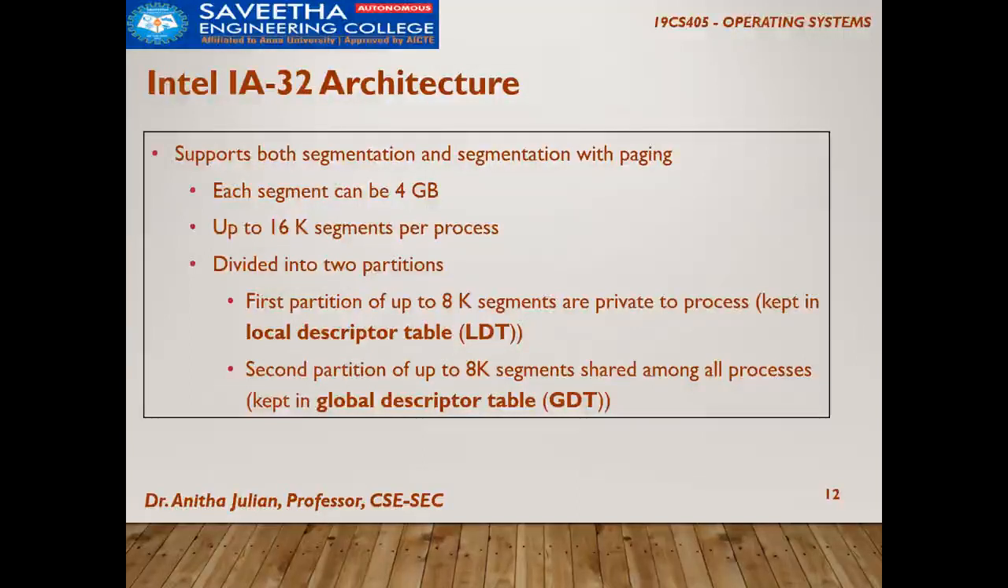It is divided into two partitions. Basically the segmentation or the segmented paging is divided into two partitions. The first partition has 8K segments that are private to a process, which means to say a process can individually have 8K segments, and the second partition is up to 8K segments shared among all processes. So we also saw the concept of sharing pages. So we can go for a global descriptor table, or we can go for a local descriptor table. That is what they are saying. You can use the concept either for private processes, or I can share it among many processes.